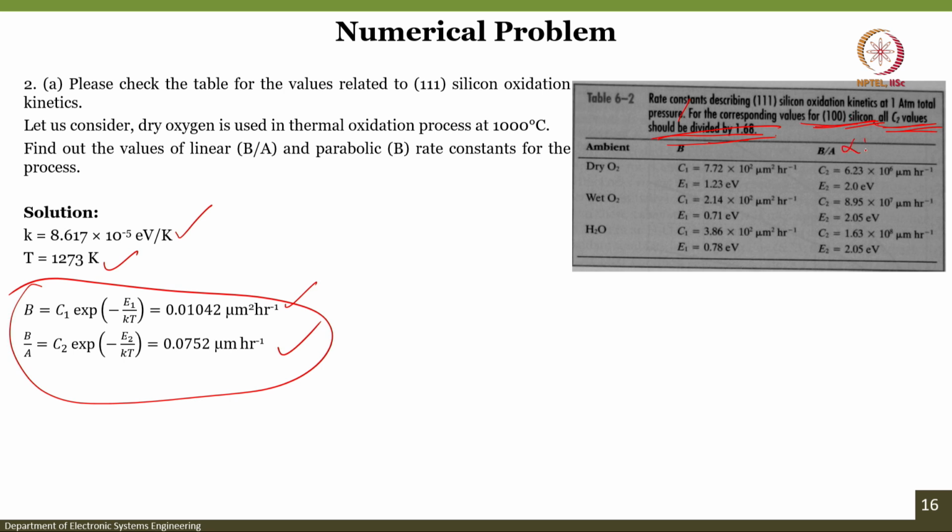See, B by A depends on Ks, B depends on D, correct. Diffusion really does not matter what the orientation is, but Ks matters. If 111 is there, you will have different Ks; if 100 is there, it is a different surface kinetics. For 100 we know that there is a smaller number of bonds available for breaking, so obviously Ks will be less. That is the reason why they are telling you to divide by 1.68 only for B by A; it really does not matter for B.